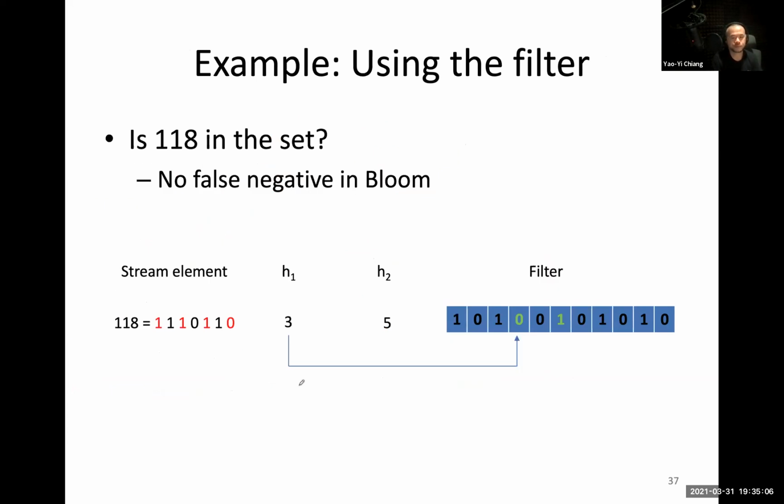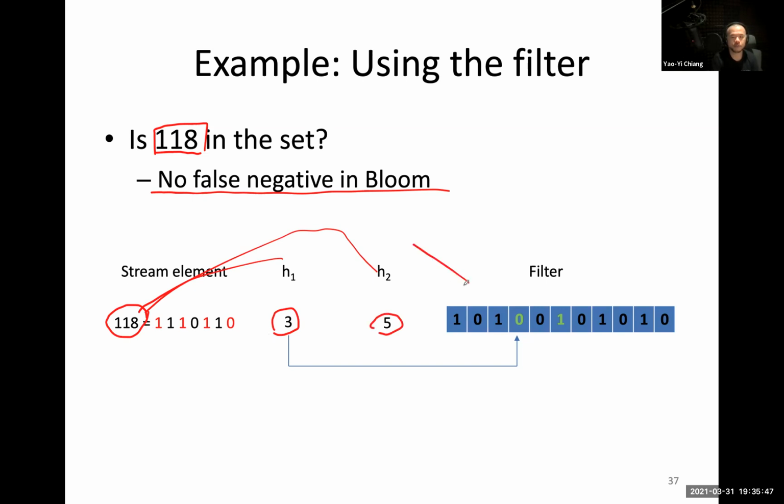Now, how do we use the filter? When the number 118 comes in, the question we want to ask is, is 118 in our set? Remember, there are no false negatives in Bloom. Okay, so that means if Bloom says no, it's not in your set, it's not in your set. But if Bloom says yes, it's in your set, it could be a false positive. So when 118 comes in, you run it through hash function 1 and hash function 2. Hash function 1 gives you a 3, hash function 2 gives you a 5.